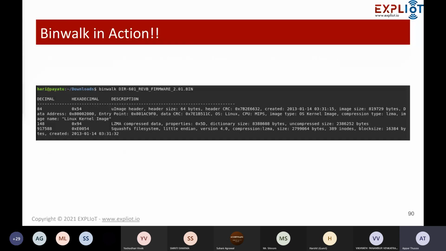Binwalk in action. So as you can see here, with Binwalk you just type in binwalk, give the name of the firmware binary, and in turn it would give you all the components that are available in the firmware.